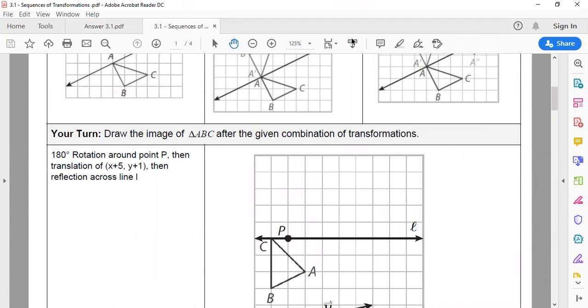So here, I want to highlight, okay? The first thing you want to do is rotate around point P. Okay, then after you rotate, you're going to translate x plus 5, y plus 1. And then after that, you're going to reflect across line L. Okay, so notice that we have three transformations. We're doing one at a time in the order that it was given to you.